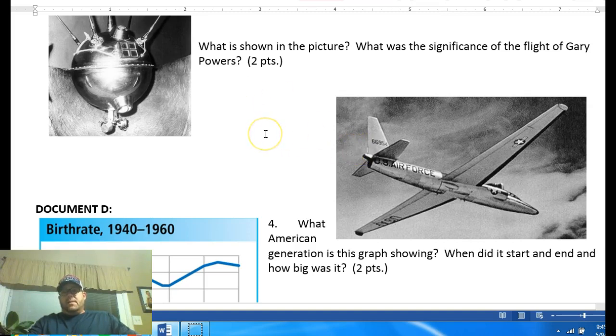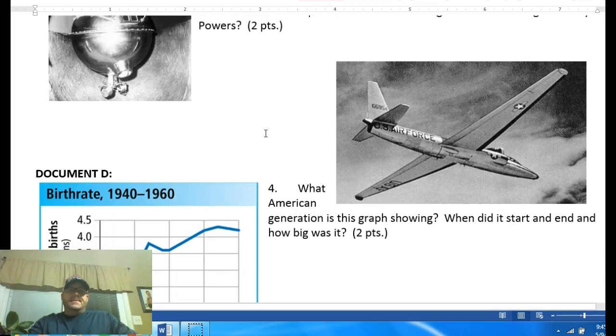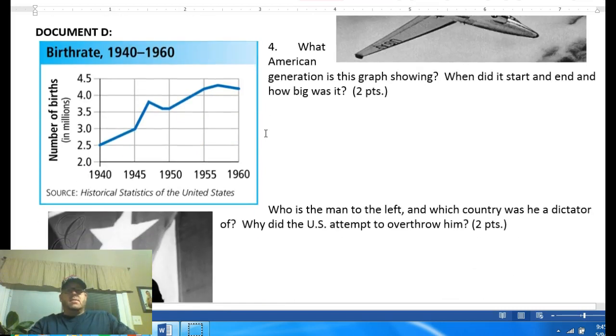This here is a U-2 spy plane that got shot down. The American pilot got captured over Soviet airspace, and we were taking pictures of them. And, I don't know, it made us look bad.